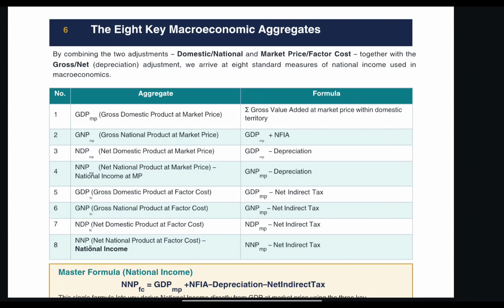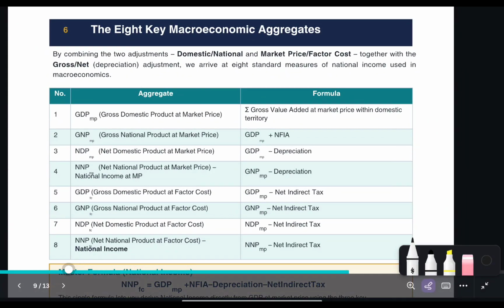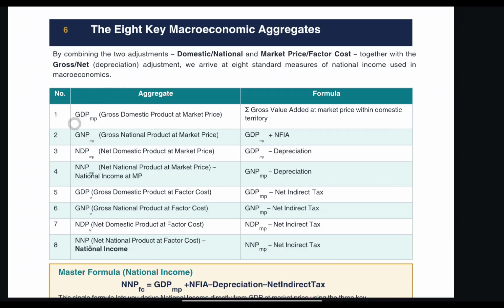We have one topic remaining, GDP and welfare. Let's see this. So how to calculate GDP at MP? Gross value added within the domestic territory. GDP plus NFIA, meaning domestic to national, so we will add NFIA. Net we have to calculate from gross, so minus depreciation. Net from gross, minus depreciation. GDP, but factor cost and market price, so net indirect tax. So you have to check what we have to treat.